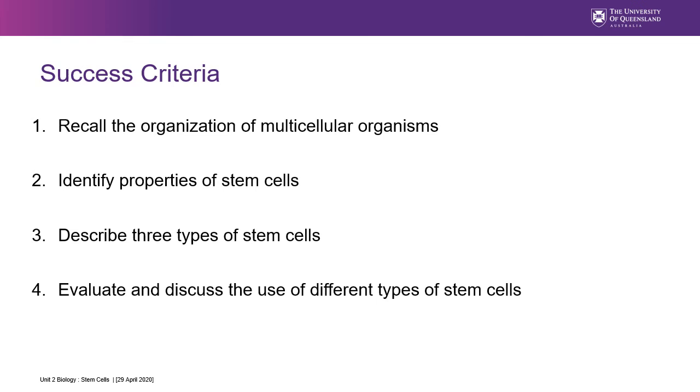These are the specific things you should be able to do by the end of the lesson. Recall the organisation of multicellular organisms, identify properties of stem cells, describe 3 types of stem cells, and evaluate and discuss the use of different types of stem cells.